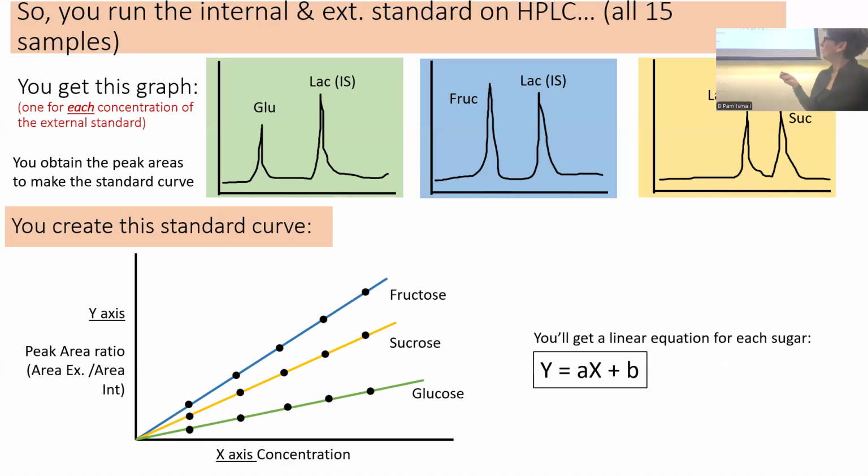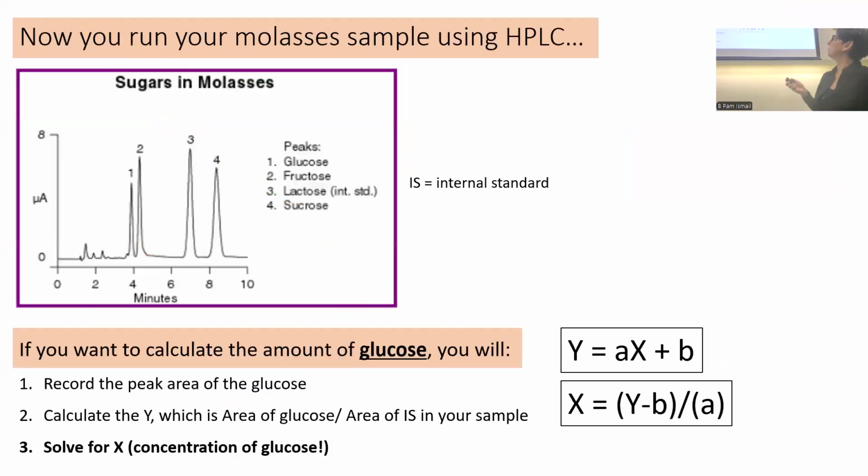So you get the equation of the line, y equals ax plus b, for each standard. So you'll have 3 equations of the line: one for glucose, one for sucrose, and one for fructose. Then you analyze your sample, and you detect glucose, fructose, the internal standard lactose, and sucrose in your unknown sample.